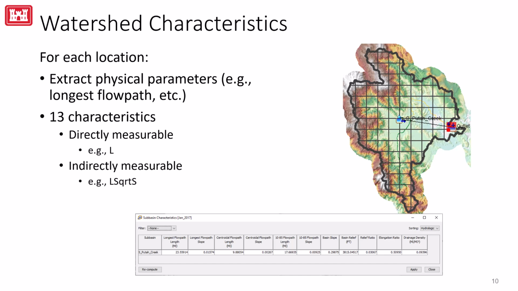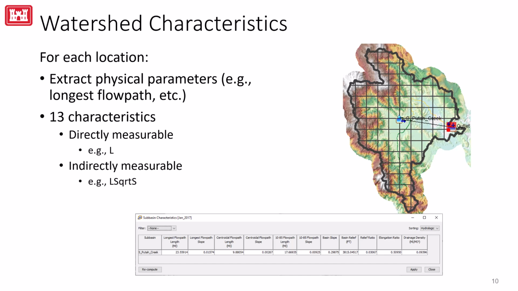Multiple directly measurable and indirectly measurable watershed characteristics were evaluated for the contributing drainage areas at each location. These characteristics included the drainage area, longest flow path length, centroidal flow path length, 10-85 flow path length, 10-85 flow path slope, basin slope, basin relief, relief ratio, elongation ratio, drainage density, L times the square root of S, basin shape factor, and L times the square root of drainage area times S.